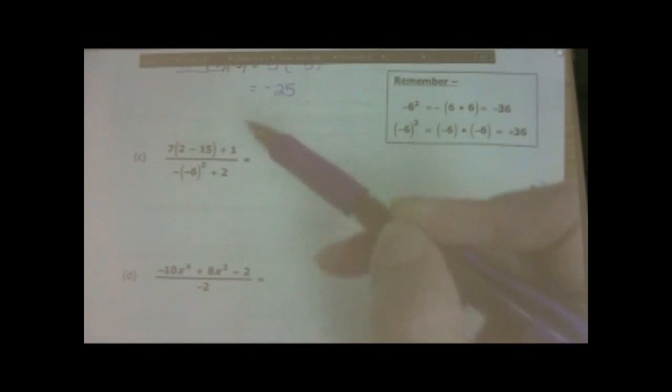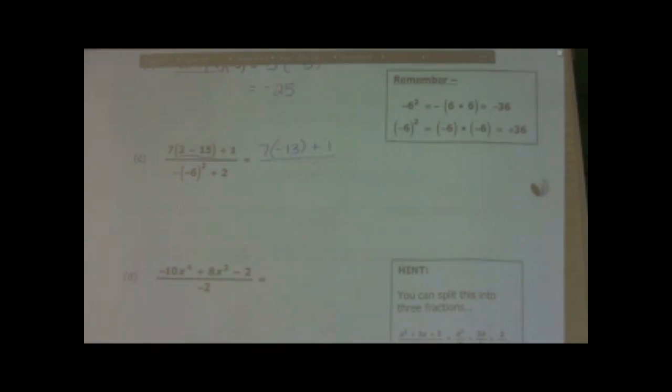Here I have a lot of stuff going on. Go back to the order of operations. Fraction bars and grouping. Do the whole numerator and whole denominator separately. In the numerator, the thing that goes first, parentheses. So here's what I've got. 7, 2 minus 15 is negative 13 plus 1. On the bottom, I have exponents and I have division. Now this always gets tricky. You cannot do plus a positive here.